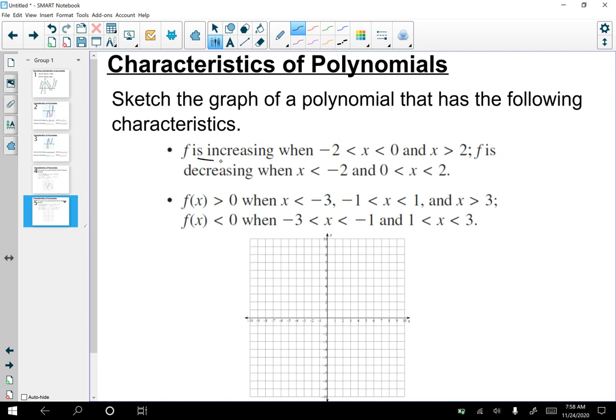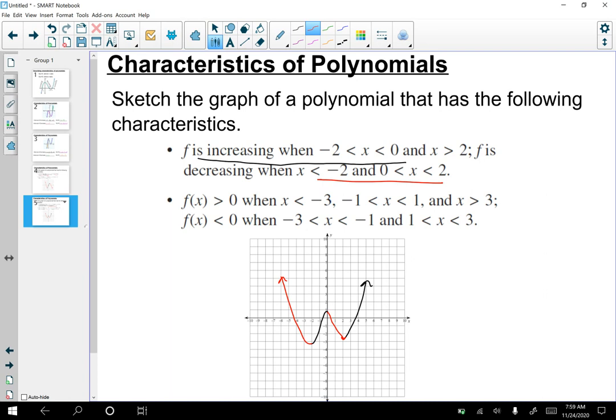So I'm going to start with f is increasing from -2 to 0. So -2 to 0. Then whenever x is greater than 2, it's going to be increasing. Okay? Now f is decreasing when x is less than -2. So anything less than -2, it's decreasing, right? At -2, we have that turning point. And from 0 to 2, so we have this missing interval from 0 to 2, it's decreasing there. And try and make our turning points a curve if we can.